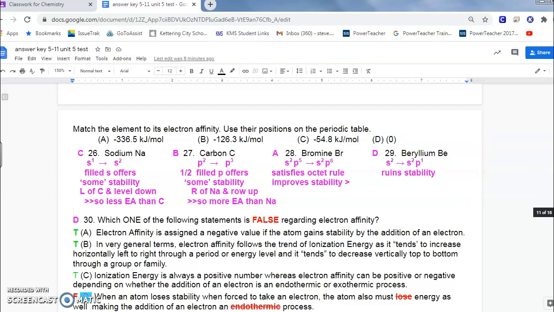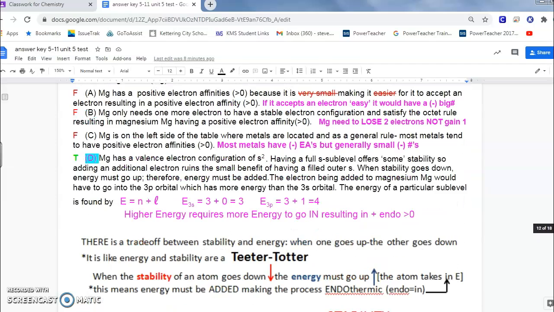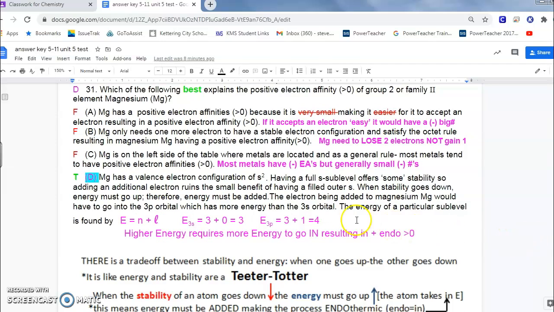Magnesium and beryllium are both S2s. To get them to take an electron, you have to open the P sublevel, which has higher energy than the S did. So you ruined its stability by giving it an electron. Letter D.